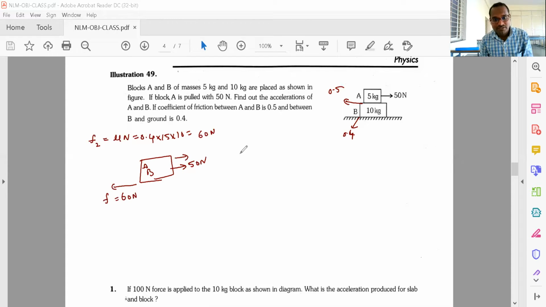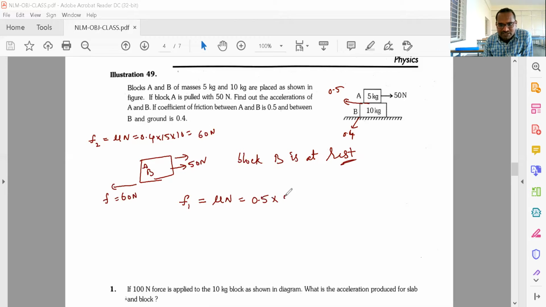Means block B is at rest, we can say. Clear, students? Now block A only will move. What is the friction between A and B? Friction between A and B, F1 I am taking, is mu into normal reaction. That mu is 0.5, into normal reaction 5 into 10, mg. So it is 25 newtons. Clear? 25 newtons frictional force is acting.